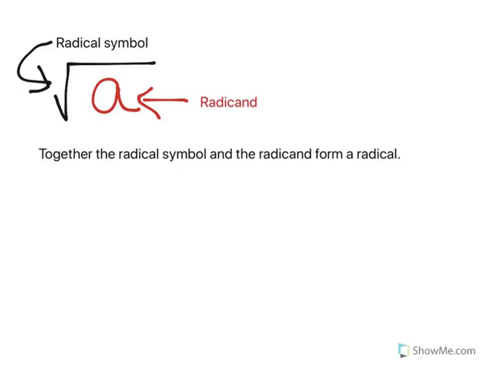So here we have the radical symbol. It looks kind of like a division symbol with a little hook on the left side. And then we have the radicand, which is the A within the radical symbol. The radicand is a specific value. Together, the radical symbol and the radicand form a radical.